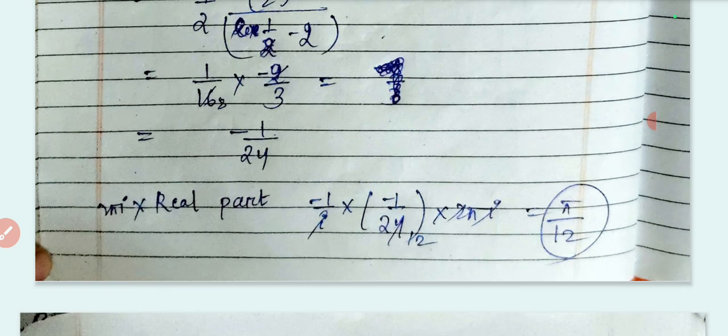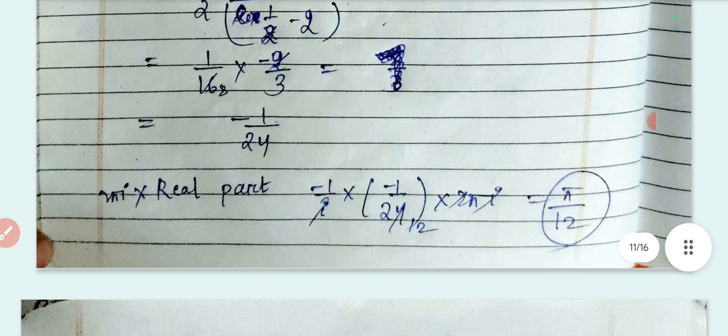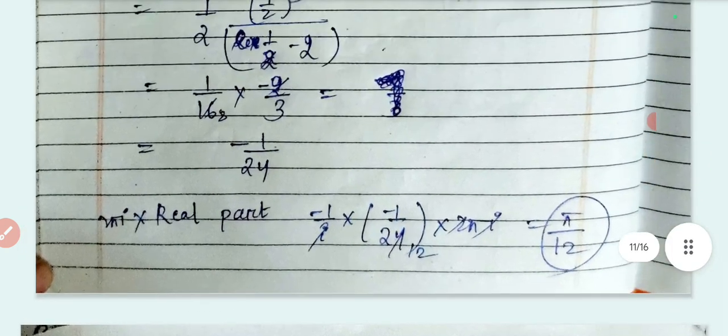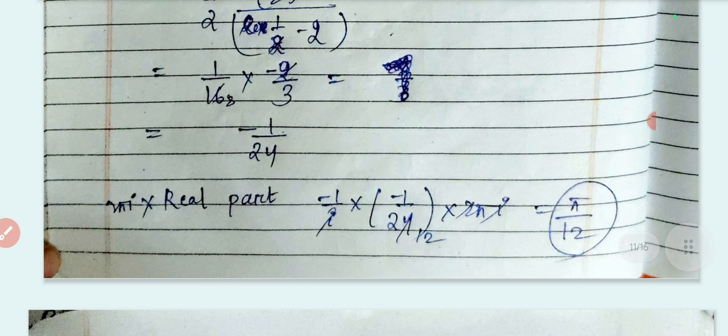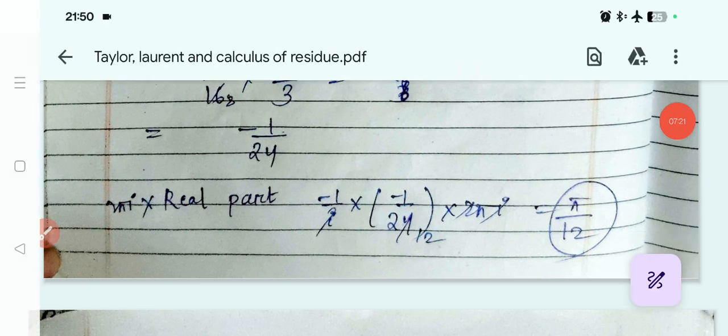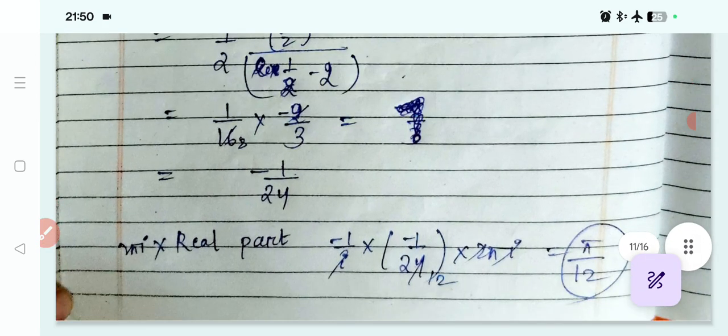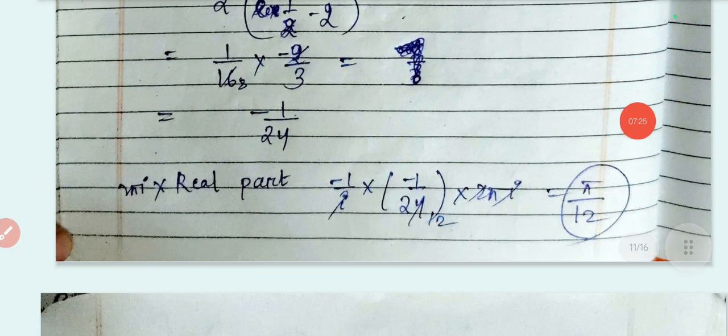Since we have taken the real part of this, it is already in the real part, there is no imaginary question. So the answer is minus 1 by 24 into 2 pi i into minus half, minus i. And in the final answer, i will be cancelled. This is the real part. Answer will be pi by 12.